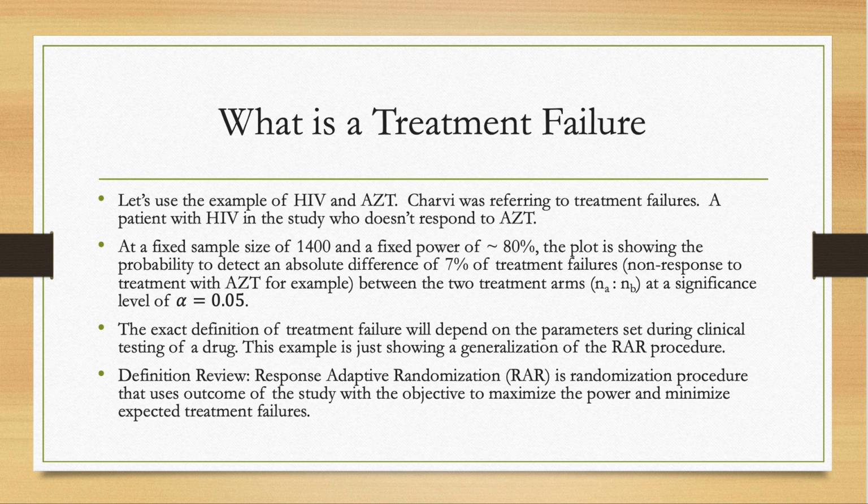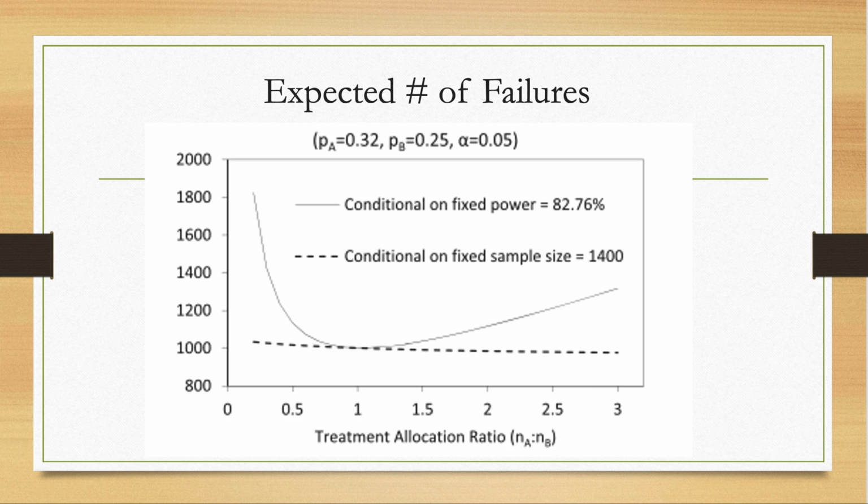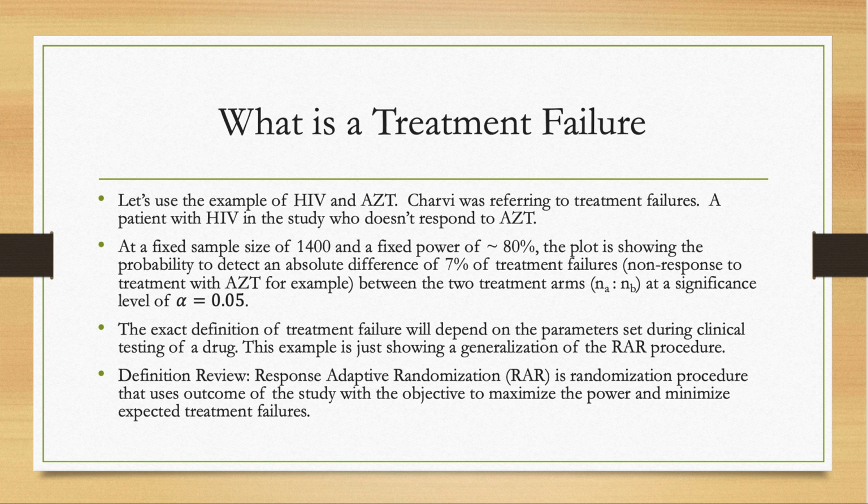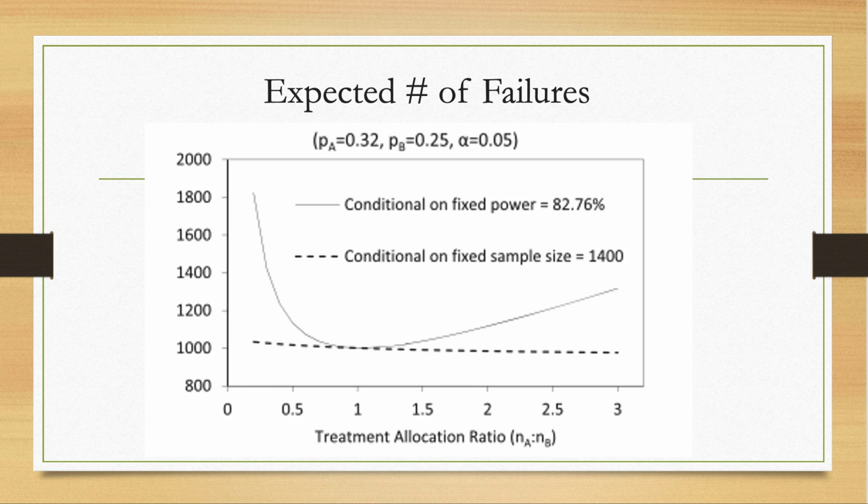For example, let's use HIV diagnosis and the drug AZT. Sharvey was referring to treatment failures. So a patient with HIV in the study who doesn't respond to AZT would be a treatment failure. At a fixed sample size of 1400 and a fixed power of approximately 80%, the plot is showing the probability to detect an absolute difference of 7% of the treatment failures. So this would be measuring the non-response to treatment with AZT between treatment arm A and treatment arm B at a significance level of alpha 0.05.